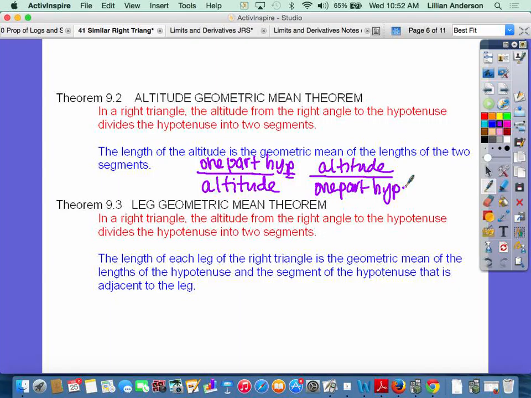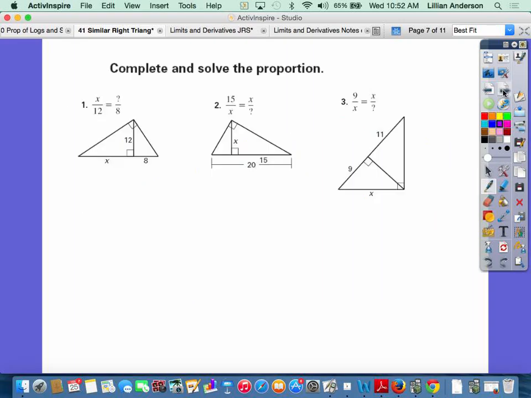So, questions on geometric mean? Or questions on how to set this up? Okay. You want to see an example of this? Okay. Flip over. Alright.